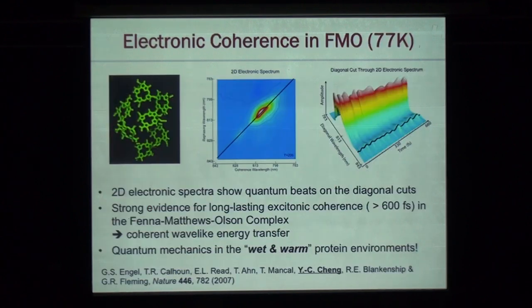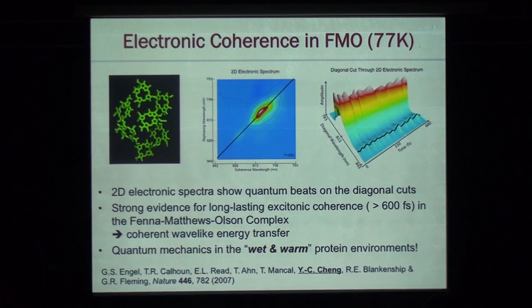In around 2007, an experiment was carried out in Graham Fleming's group, and I was in Graham Fleming's group at that time. Using 2D electronic spectroscopy to measure the 2D spectrum of this complex called FMO complex that contains seven bacteriochlorophylls actually in it. And this is a 2D spectrum of this complex at the population time equal to 200 femtoseconds, basically.